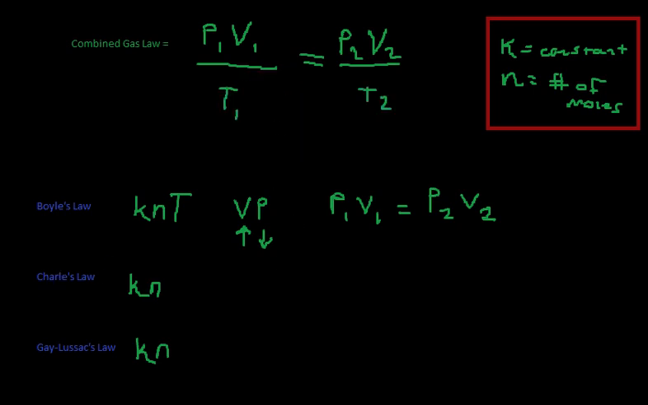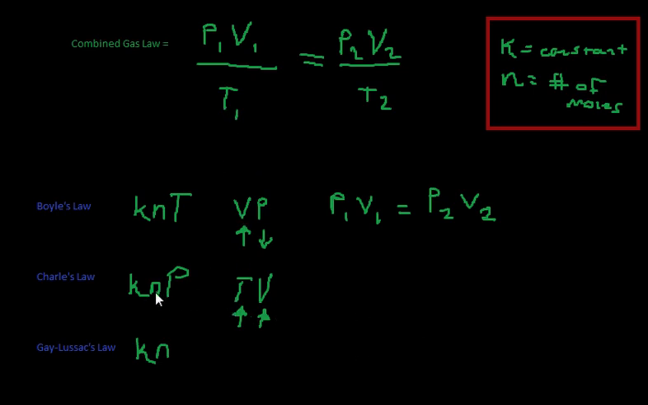Okay, let's go to Charles' law. Constant is your number of moles and your pressure. Then your temperature and your volume have a direct relationship. It's supposed to be an arrow pointing up. Direct relationship. So when temperature increases, volume increases. When volume increases, temperature increases. Volume decreases, temperature decreases. When temperature decreases, volume decreases.